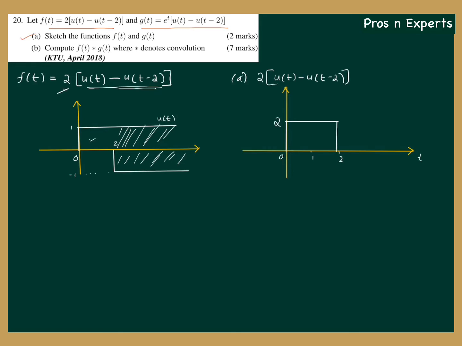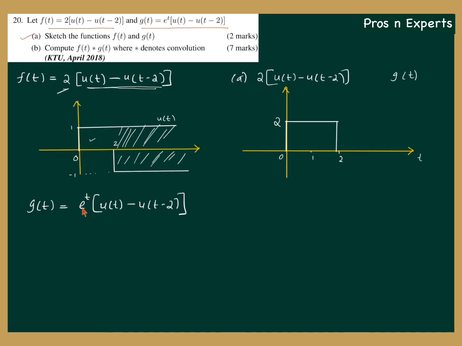And question A has one more signal to plot, that is g of t, where g of t is given in the question as g of t is equal to e raised to t times u of t minus u of t minus 2. That should be a rectangular pulse, same as this function with amplitude 1, but that is multiplied by e raised to t. Okay, so you can imagine the signal. U of t minus u of t minus 2 will be having the same shape as this, but the amplitude will be 1. Okay, that is to be multiplied by e raised to t.